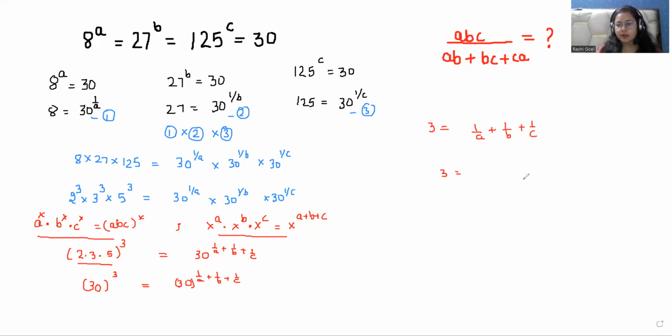So I'll take the LCM. The LCM is abc, and here bc plus ac plus ab. Now we have to find the value of abc by ab plus bc plus ca. So I can take the reciprocal. What it becomes: 1 by 3 is equal to abc over ab plus bc plus ca. So the value of abc by ab plus bc plus ca is 1 by 3.